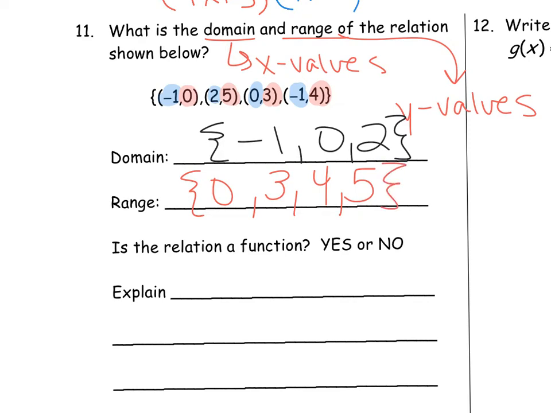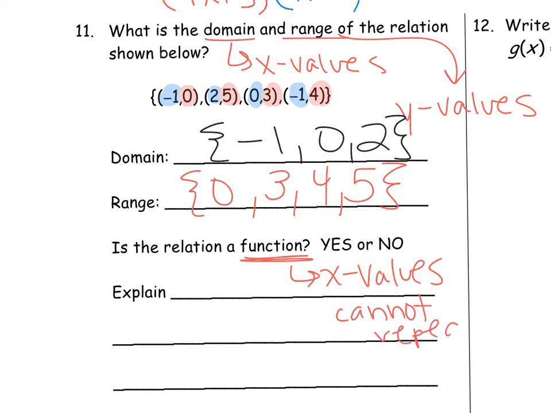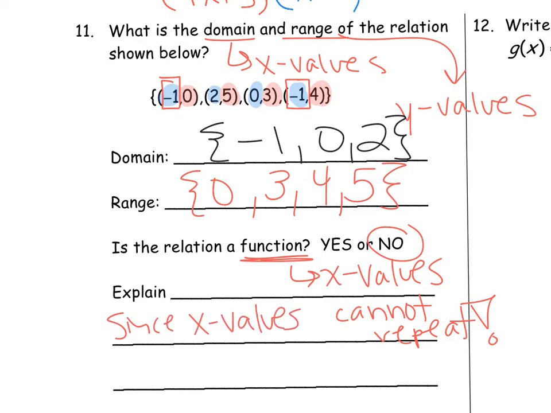The question asks, is this a function? Well, what does it mean to be a function? Oh, x values cannot repeat. Well, do my x values repeat? Let's see. I have a -1 here, and I have a -1 here. Oh, man. So this is not a function. X values cannot repeat. So my explanation: since the x values repeat, this is not a function.